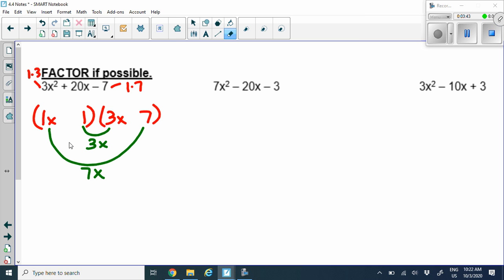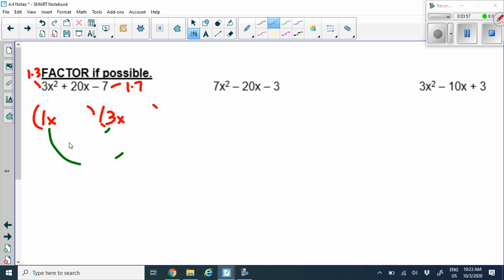Now, that doesn't mean this is not factorable. We actually have another option. What we can do is switch the 7 and the 1. So I'm going to do that. Instead of having the 1 in the first set of parentheses, I'm going to have the 7, and then 1 will be in the second set. So now let's try this again to see what we get. Okay, 7 times 3x gives me 21x. And then I do 1x times 1, that gives me just an x, or 1x. Now, if I see 21 and 1, and if I added or subtracted them, could I get to 20?